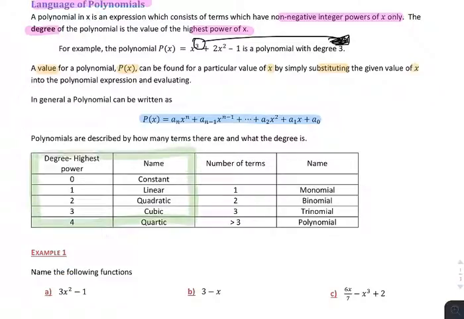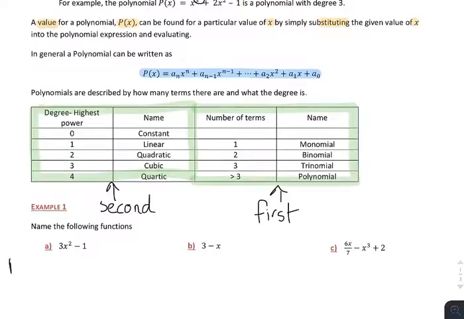Polynomials can be named, and we use 2 forms to name them. One refers to the degree, so the highest power we were just talking about, and the other one is just the number of terms. So for instance, the example up the top was x cubed plus 2x squared minus 1, which is 1, 2, 3 terms. All right, so that would be 3 terms, which in this particular case refers to a trinomial. So we name it using these 2 formats. The important thing here is that you start with the number of terms and then you go to the degree.